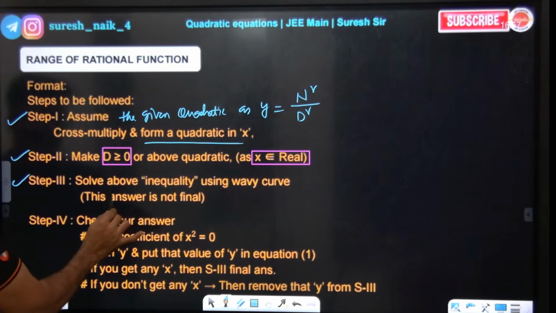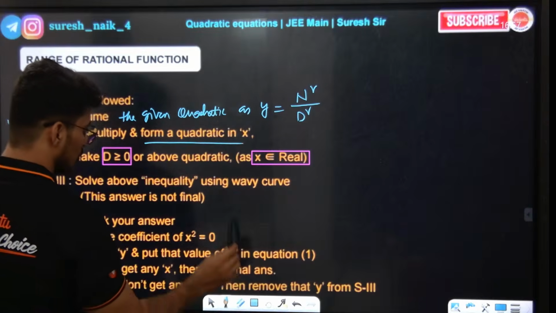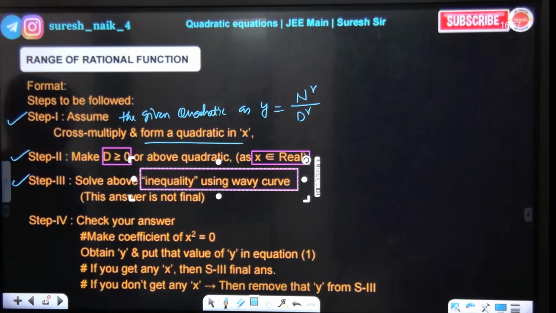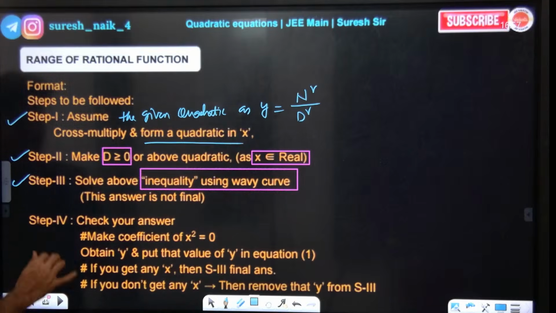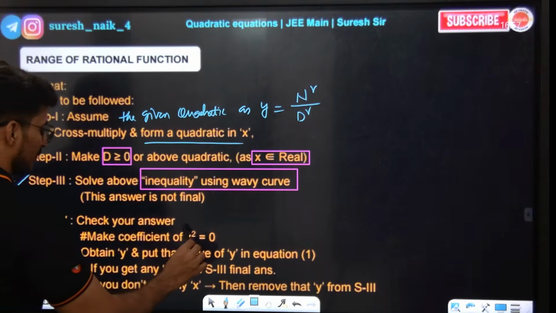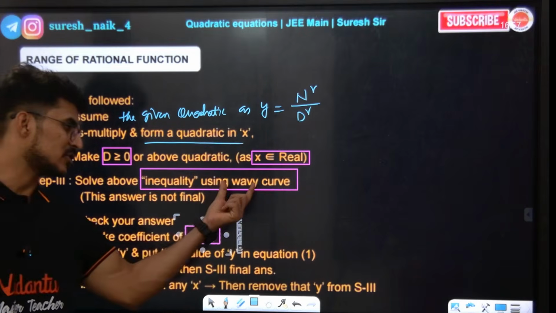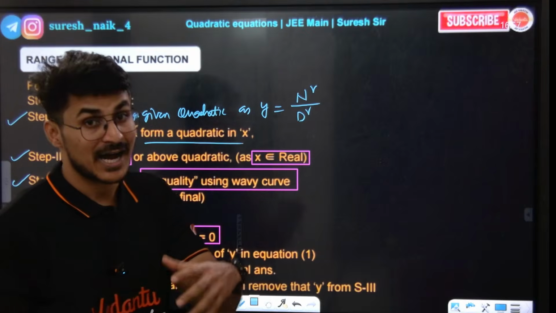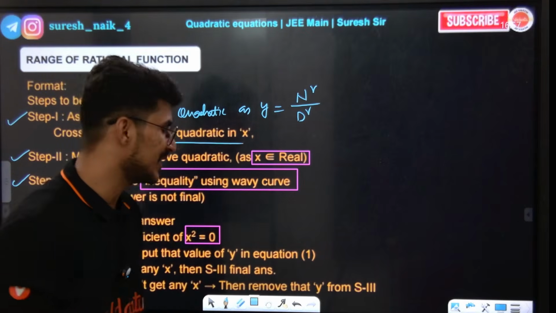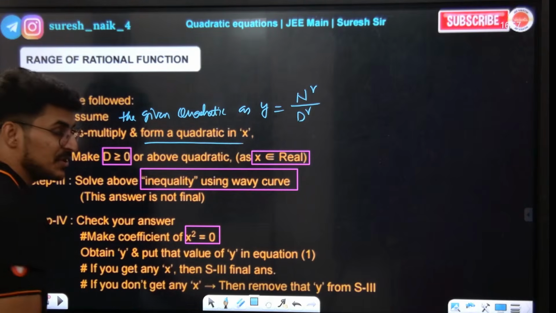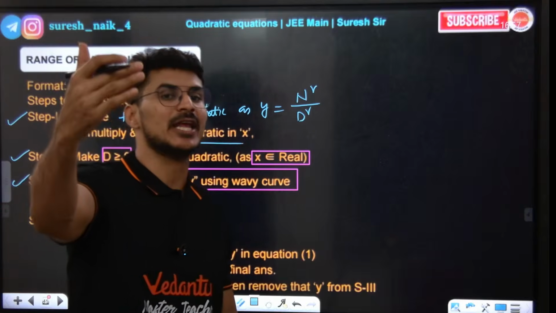Solve the above inequality using the VB method. Using the VB method, you need to solve this inequality. Once you solve one question, you will get an idea, don't worry. Now check your answer and make the coefficient of x square equal to 0. After solving, we get an answer, right? We need to check that answer. How do we check it? There is a formula for that. Step number 1: equate the coefficient of x square to 0.